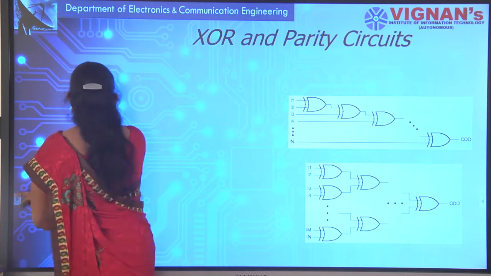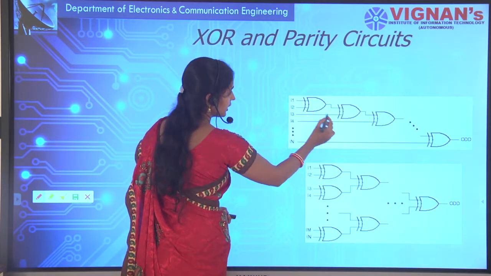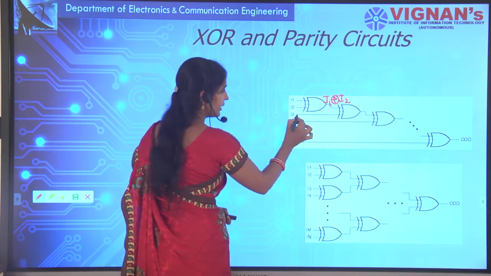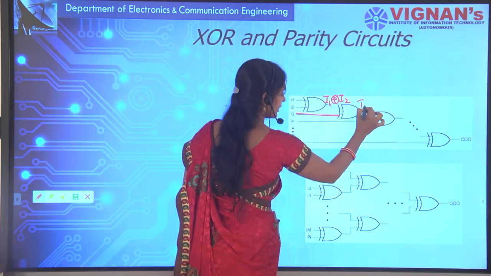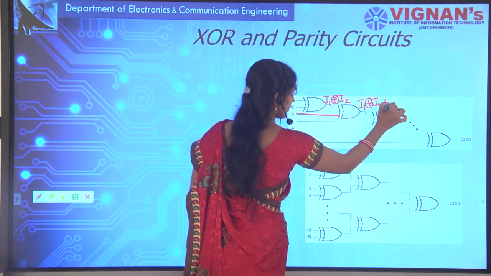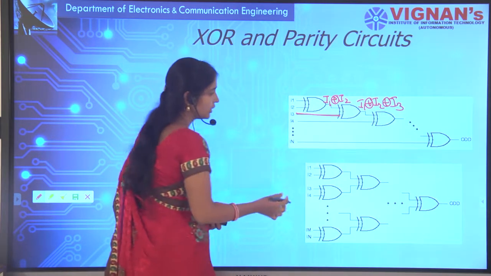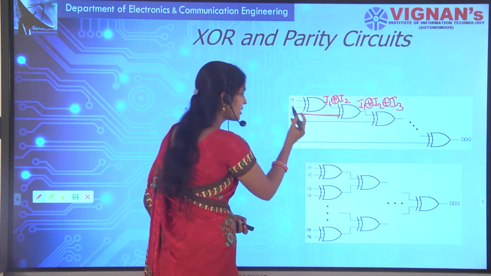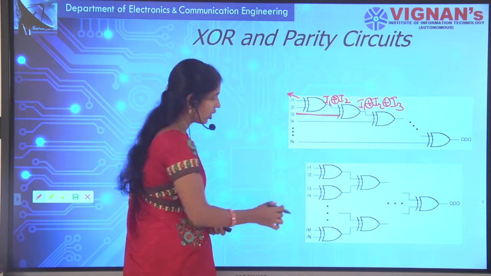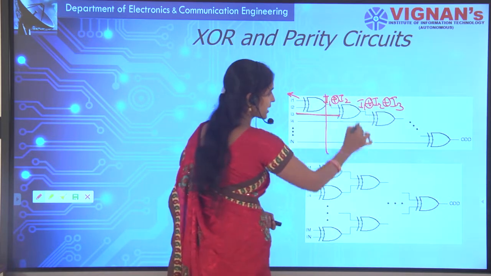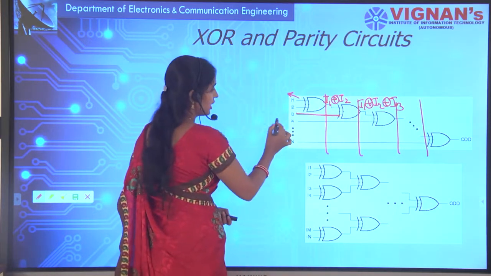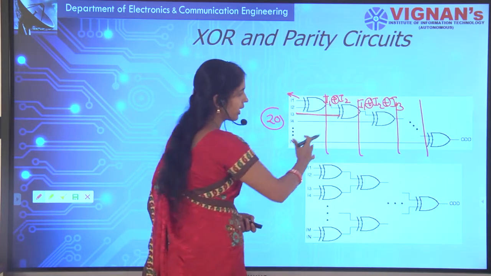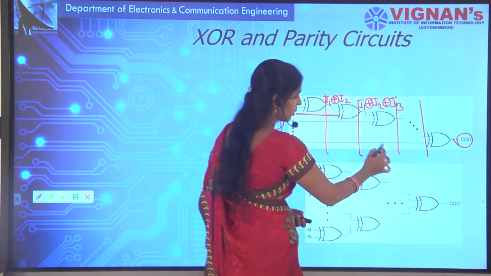See again here, whatever you are getting is I1 XOR with I2. Again it is taking I3, again you will be getting I1 XOR I2 XOR I3. So in order to find odd parity generators, you are taking this circuit. You can consider this as a daisy chain, where the number of stages keeps increasing. If more bits, suppose 20 inputs were there, there will be 20 stages, so to get an output it takes more delay.